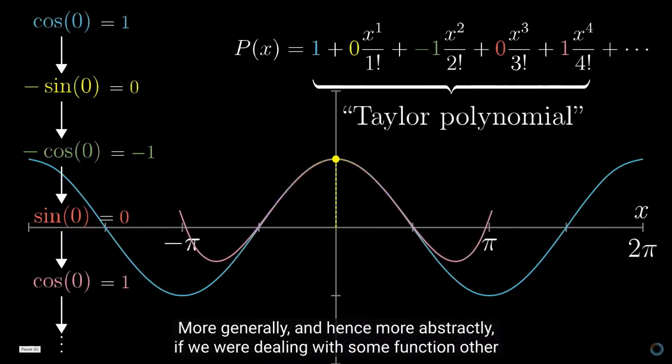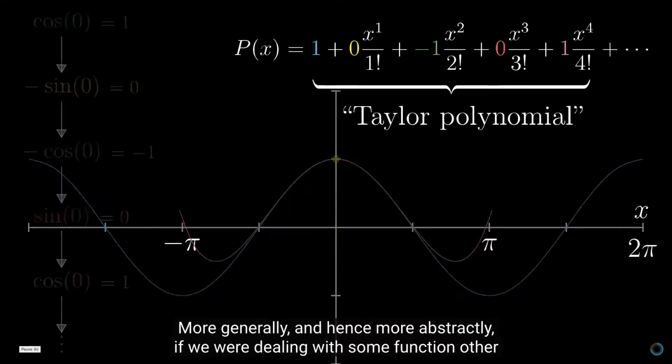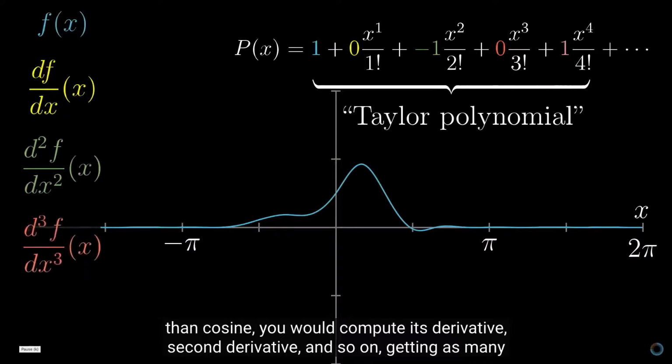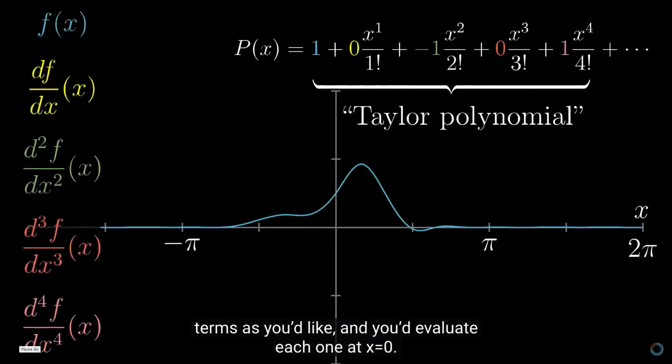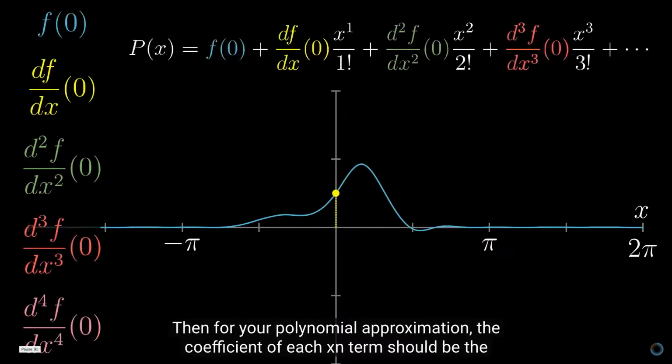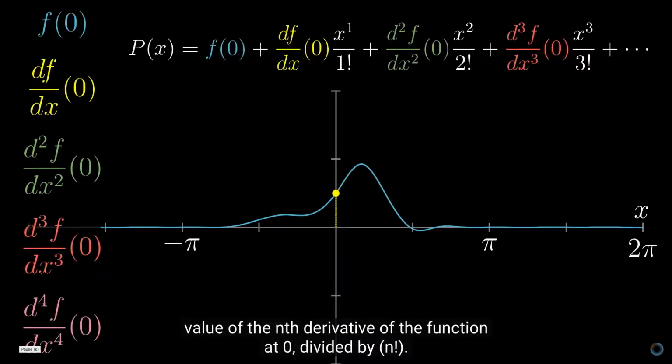More generally, and hence more abstractly, if we were dealing with some other function other than cosine, you would compute its derivative, its second derivative, and so on, getting as many terms as you'd like, and you would evaluate each one of them at x equals 0. Then, for the polynomial approximation, the coefficient of each x to the n term should be the value of the nth derivative of the function, evaluated at 0, but divided by n factorial.